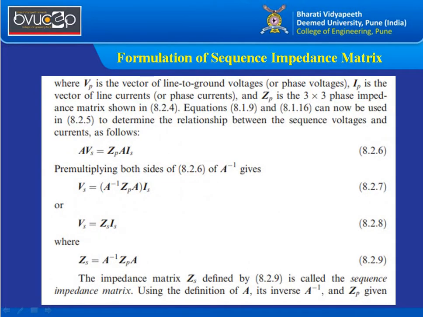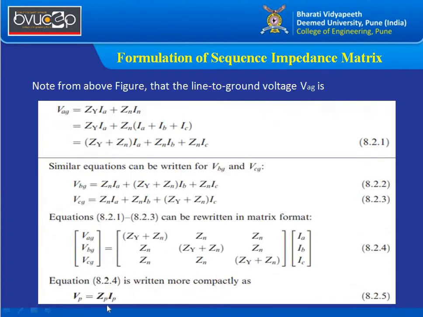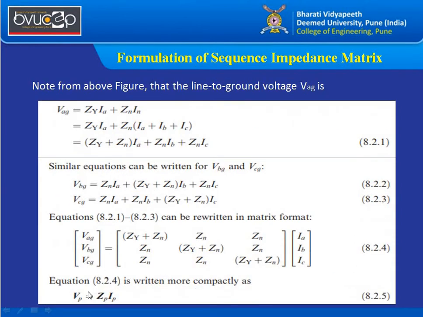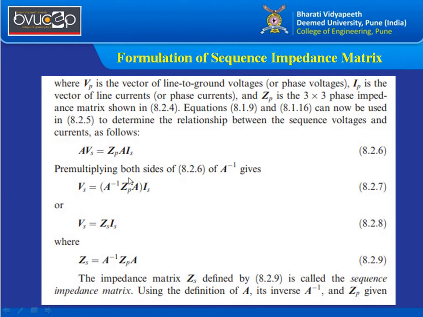Now VP will be the line to ground voltage, IP is the phase current, and ZP is the 3x3 phase impedance matrix that we have considered for the three phase system. So those equations can be used to determine the value of the sequence voltage currents. Now we multiply with a pre-multiplying factor, that is A into Vs, to this particular equation equal to ZP A into Is.